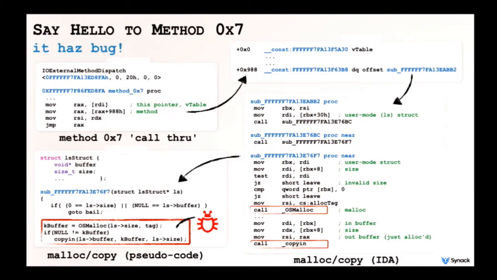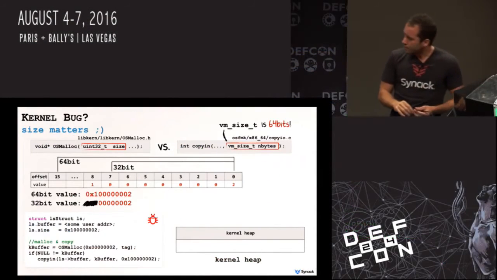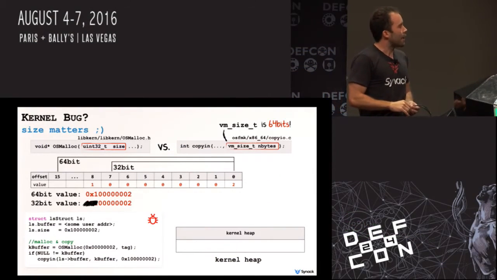Now, if you look at the pseudocode, it's probably the easiest to see, unless you prefer to read assembly. But you can see it extracts the size out of the user mode structure, allocates a buffer, and then if that allocation is successful, it copies the data of that same size into the kernel. So you might look at this, and it took me a while, and I didn't really see that there was a problem. This looked like normal, valid code. Well, the problem is size matters.